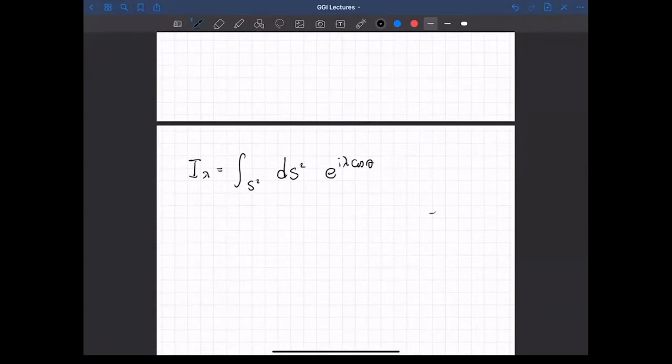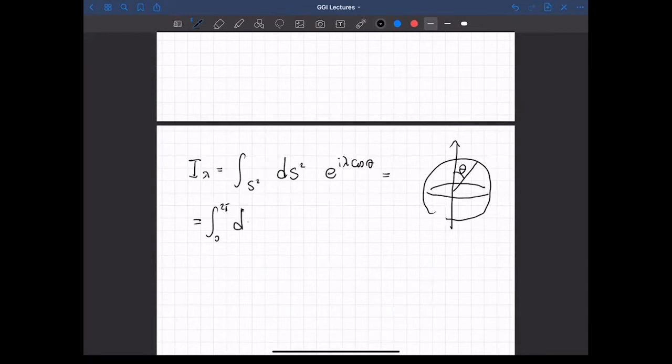Here is my sphere. I take an axis and this is my angle theta. So this is cos theta, the measure on the sphere. I have this parameter lambda. There's an i, but for the approximation method, at the end of the day it doesn't matter. If I expand the measure, I find this.